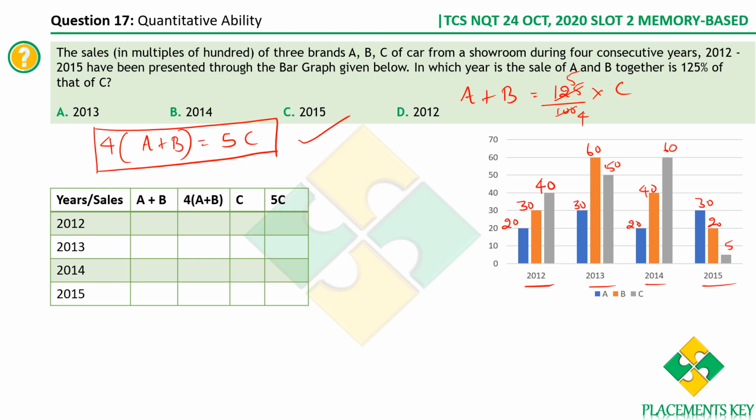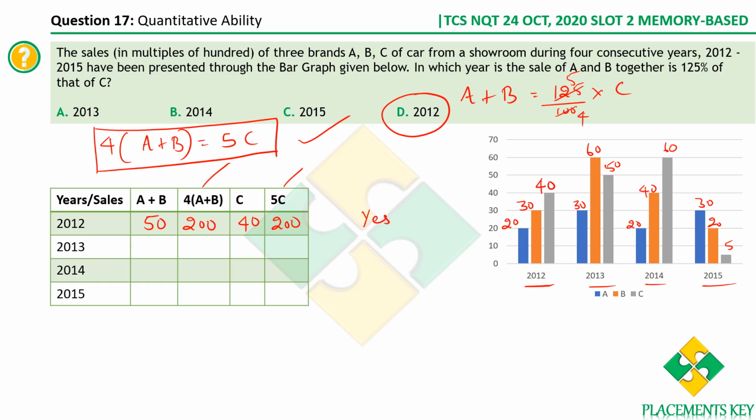Let's take the first year, 2012. What is A plus B? A is blue and B is orange, so you get 20 plus 30, which is 50. Then 4 times (A plus B) is 4 into 50, which is 200. What is C? It is 40. 5C is 5 into 40, which is 200. Are these two the same? Yes. So 4 times (A plus B) is equal to 5 times C. Therefore, luckily, we can say straight away that the answer is 2012.